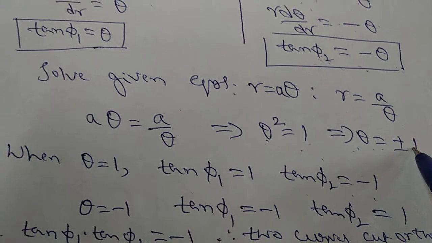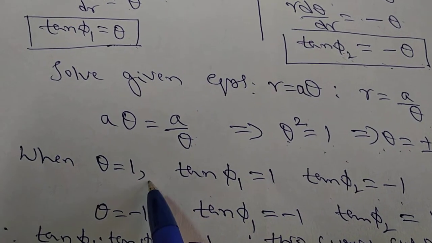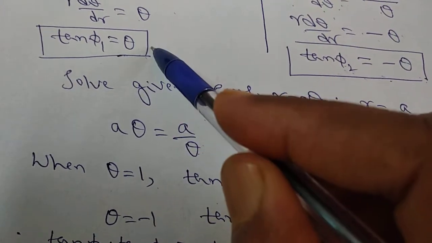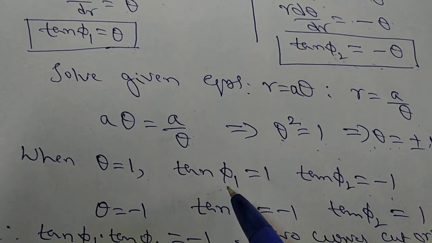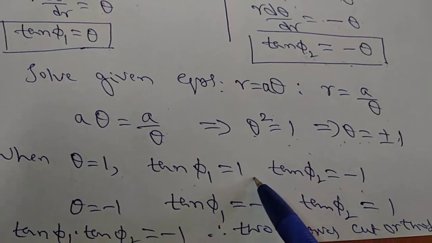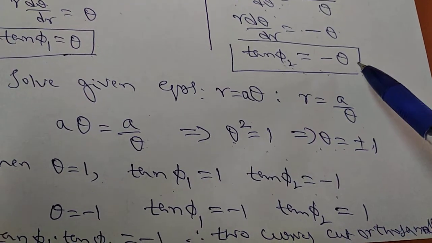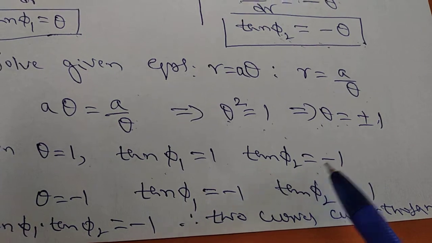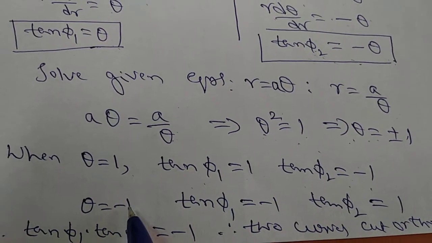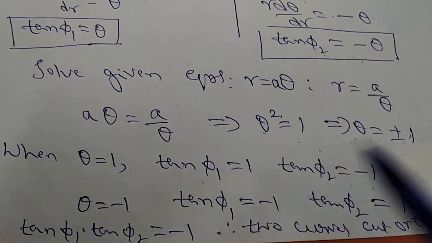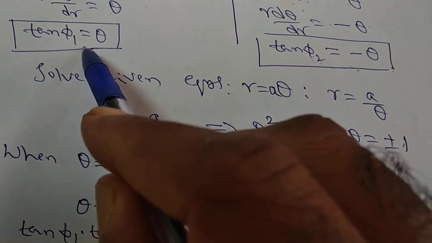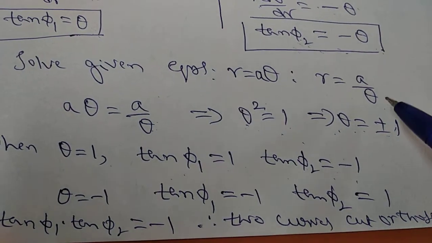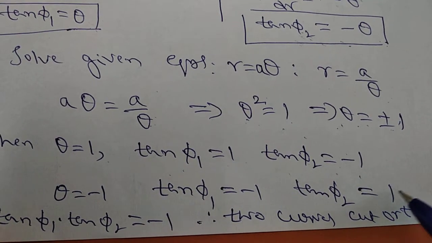Then theta is equal to plus or minus 1. When theta is equal to 1, what about tan phi 1? Tan phi 1 is equal to theta, so tan phi 1 is equal to 1. And tan phi 2 is equal to minus theta, so therefore tan phi 2 is equal to minus 1. Similarly, when theta is equal to minus 1, tan phi 1 is minus 1, and tan phi 2 is 1.